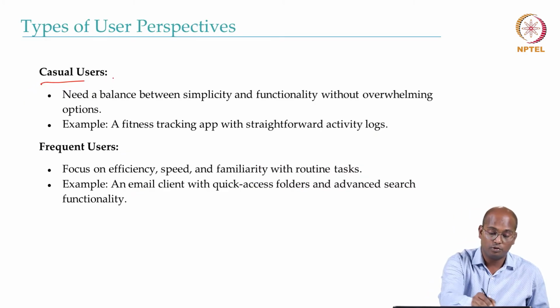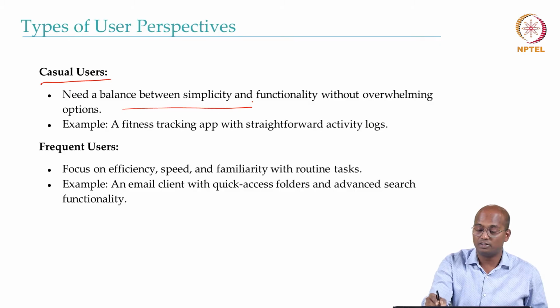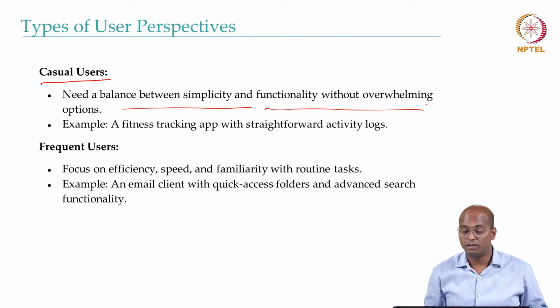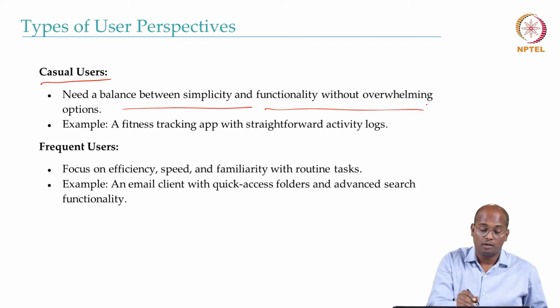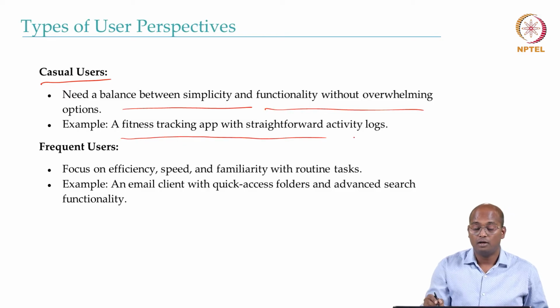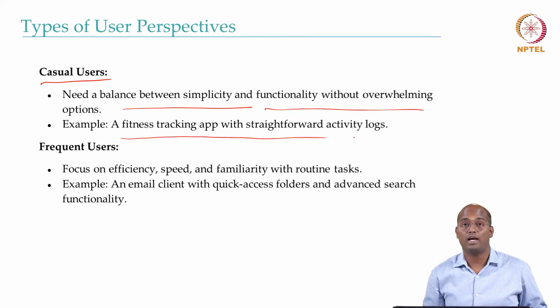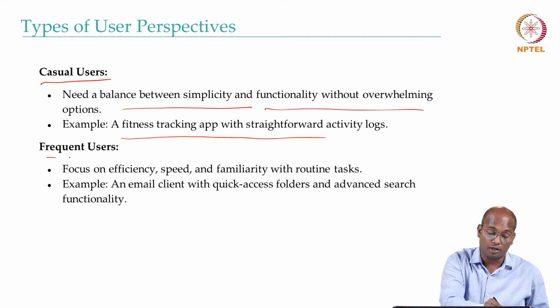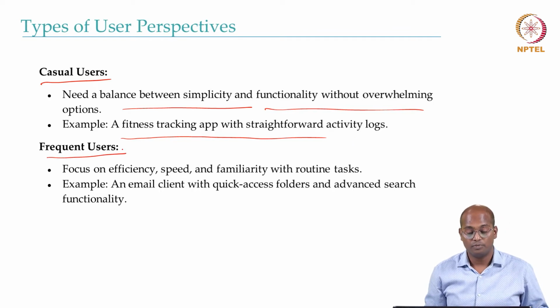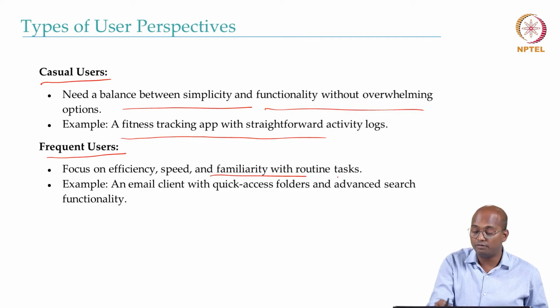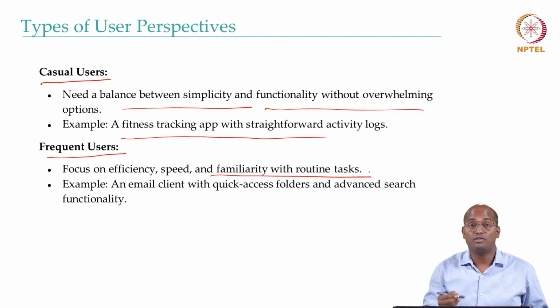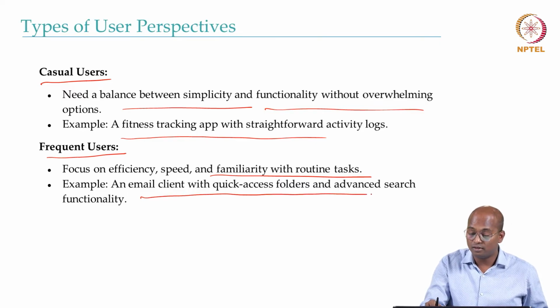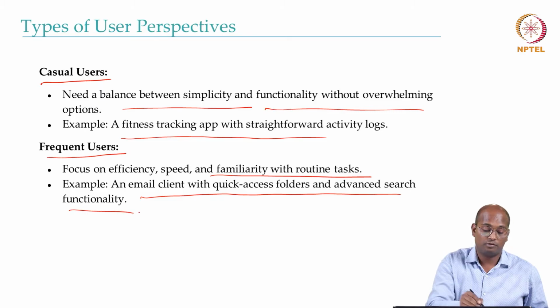You may also have casual users who need a balance between simplicity and functionality without overwhelming options. They are more, you can say, the intermediate users, and an example for them is a fitness tracking app with a straightforward activity log. We may also have frequent users who primarily focus on efficiency, speed, and familiarity with routine tasks, because they are going to use the system or the app very frequently. An example is an email client with quick access folders and advanced search functionality.